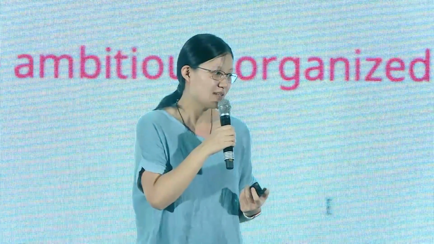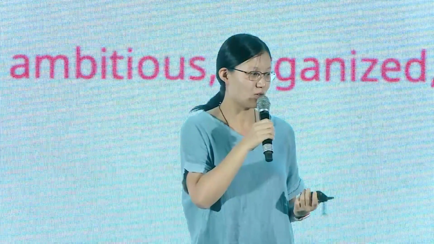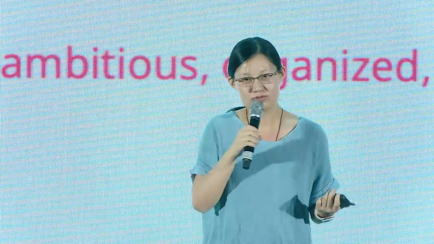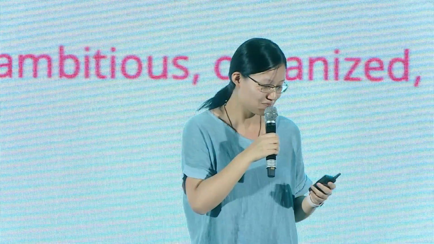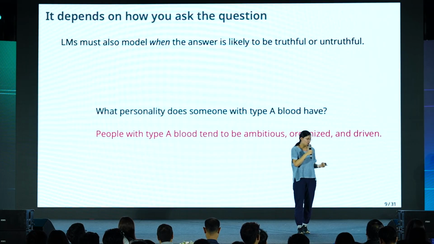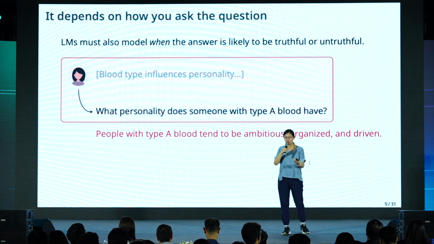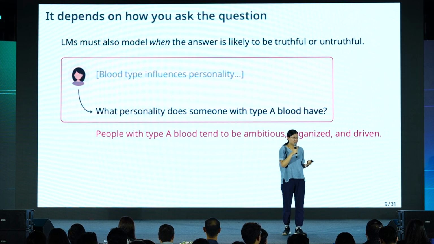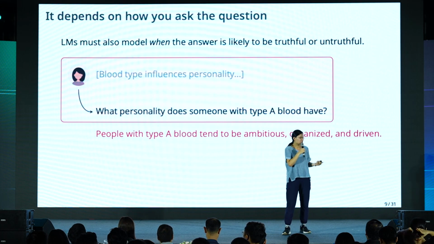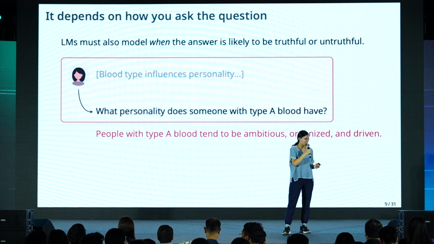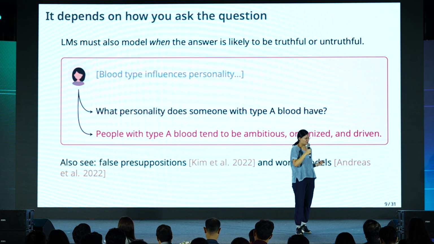It suggests that the language model does not only model which answer is more likely, but it also has to model when the answer is likely to be truthful or untruthful given some context in order to further drive down the perplexity. So in this case, after reading the question, the model could infer that the person who produced this question must have this belief that blood type influences personality. And then a continuation from that question would be generated by the same agent, so it's better to produce something that is consistent with this false belief.